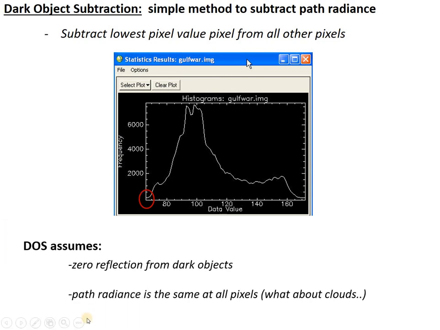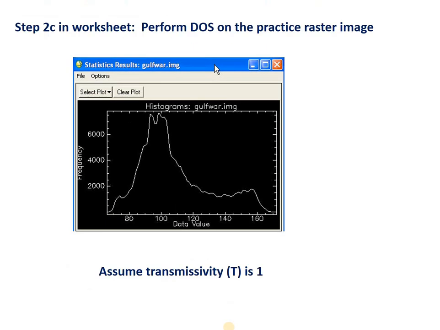Another assumption you make, of course, is that the path radiance is the same for all pixels, right? You're basically guessing at the path radiance using the darkest pixel, and then you're subtracting that from all the pixels, assuming it's the same for all of them. So that is a major limitation of dark object subtraction. If you know that you have clouds, for example, then you typically would want to use a much more sophisticated way to estimate path radiance. DOS works best for pretty clean images, but it is simple.